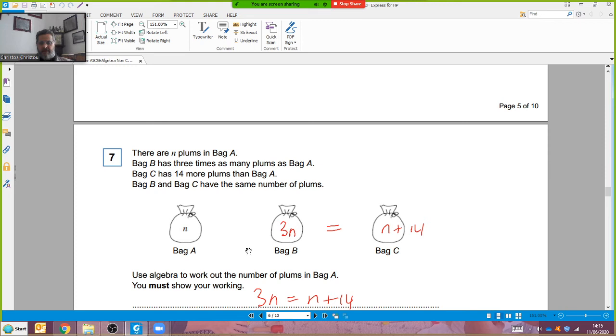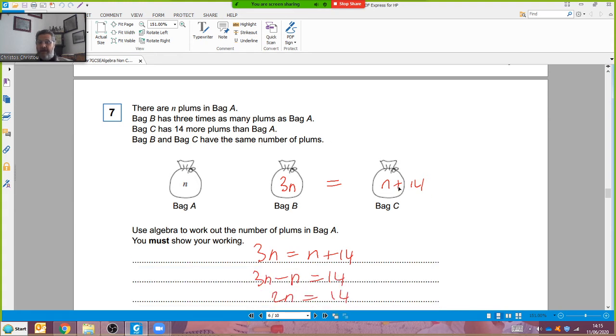All right, so here I go. I've got n plums in bag A. I've got 3 times n in bag B. And C has 14 more plums than A. So it's going to be n plus 14. Now, what else have we got that's important? Bag B and bag C have the same number of plums. And look, I've got an equation. 3n equals the same as n plus 14.